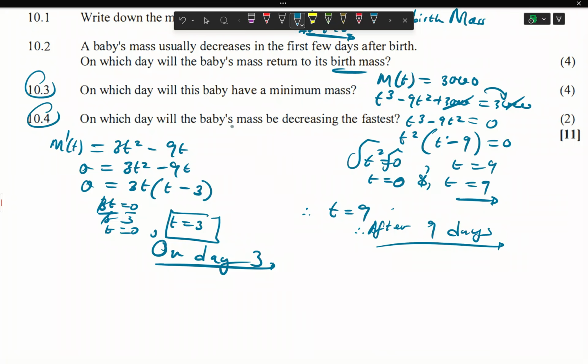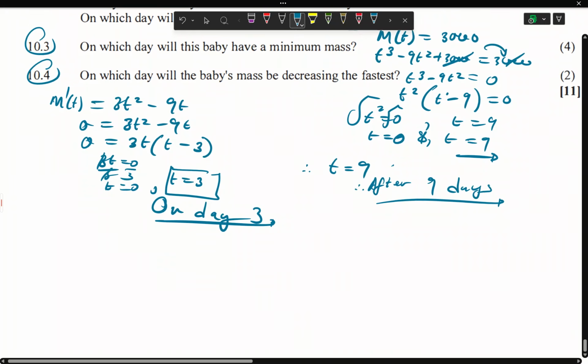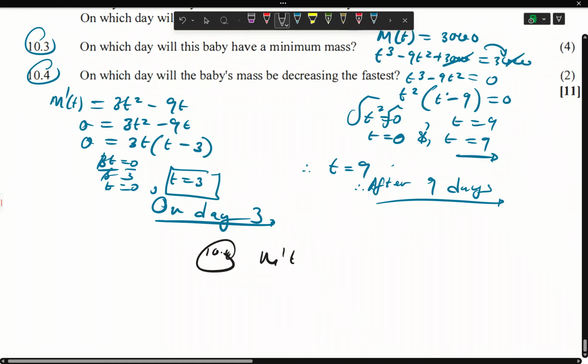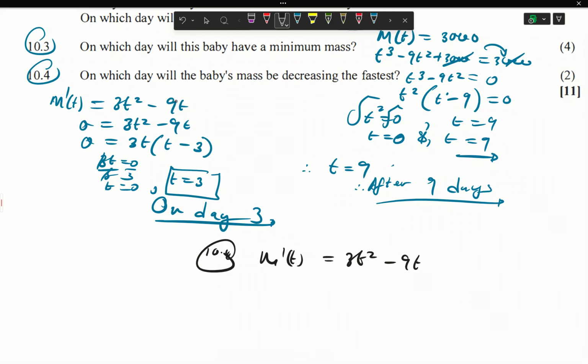So now, guys, the last question. On which day will the baby's mass be decreasing the fastest? The fastest. Okay, fine. So now let's take this. This is our first derivative, no? The first derivative is 3t squared minus 9t. On which day will the baby's mass be decreasing the fastest?